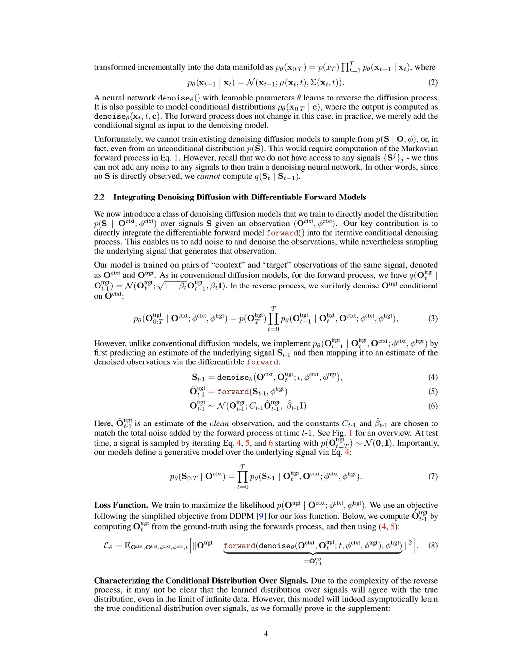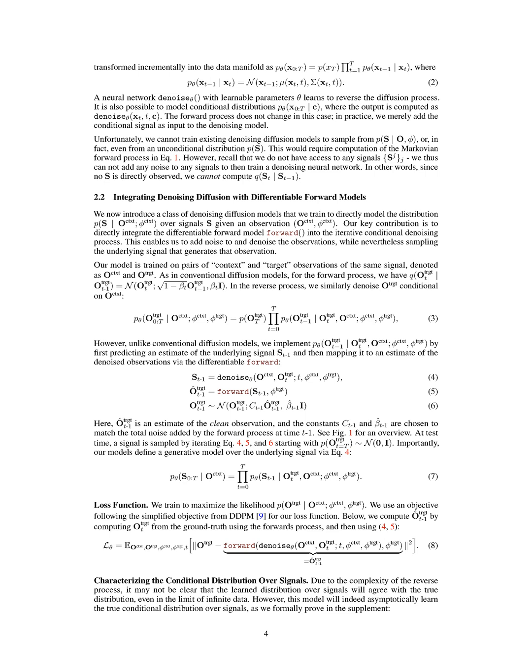Section 2.2 Integrating denoising diffusion with differentiable forward models. We're introducing a new class of denoising diffusion models. These models are designed to represent a distribution of signals based on a given observation, which we'll denote as S given O, with a context parameter phi. Our major contribution here is the integration of a differentiable forward model into the process of iterative conditional denoising. This enables us to add noise to, and subsequently denoise, the observations while preserving the ability to sample from the underlying signal that generates that observation.